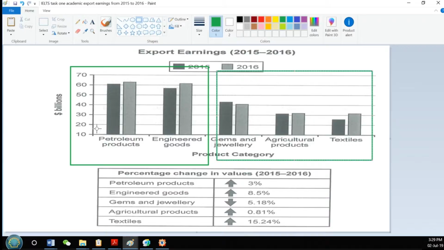It's really important that you think of the structure before you start writing. It's going to influence a lot of things. It's going to influence how well you cover the data. It's going to influence how well you structure your report.